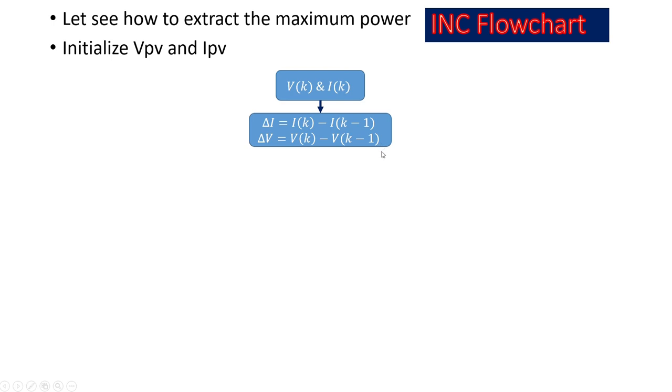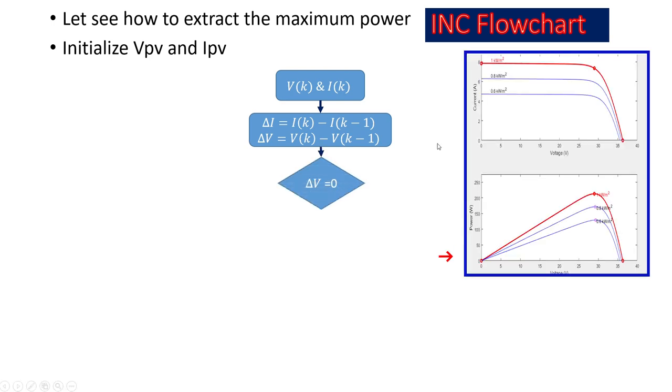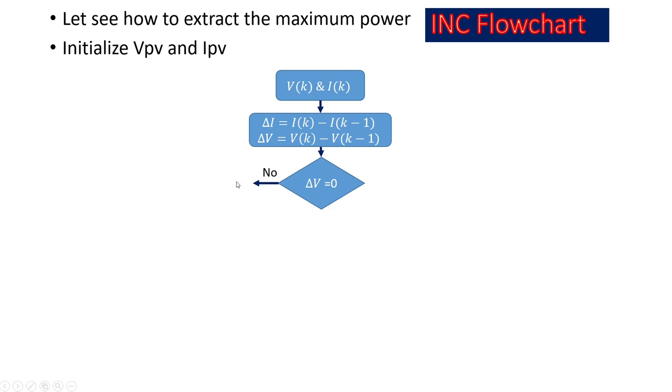Next we move to decision making, that is, dP divided by dV equal to 0. From this condition, first we consider whether del V is equal to 0. If del V is equal to 0, and the current change is not equal to 0, then as I discussed from the PV curve, it is operating in the current controlled region. In this region, when del V is equal to 0, del I is not equal to 0. We move to the no condition.